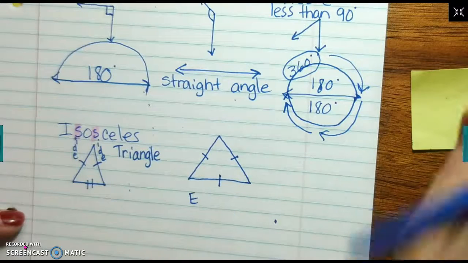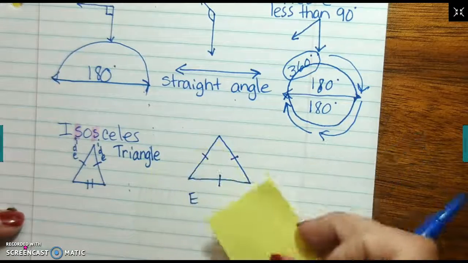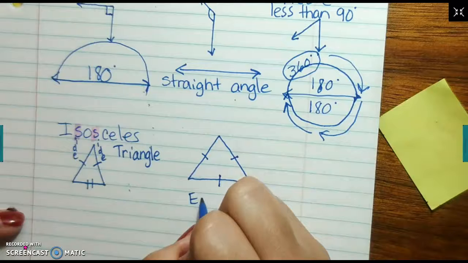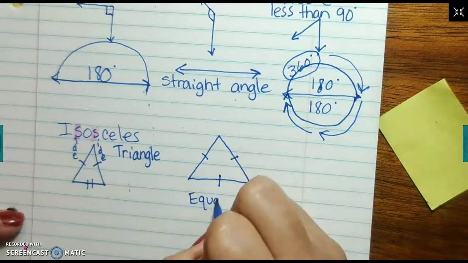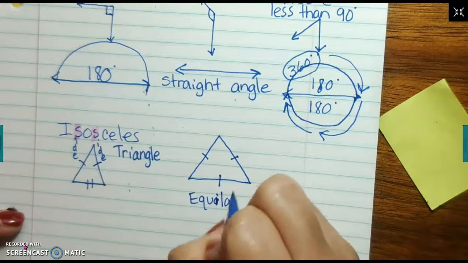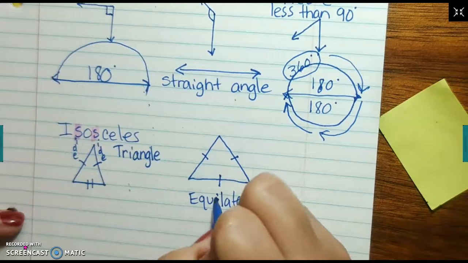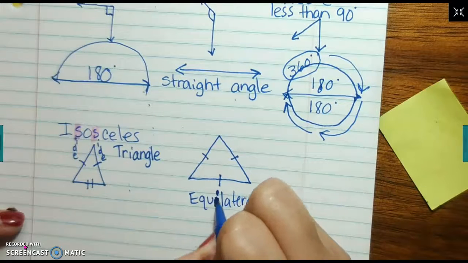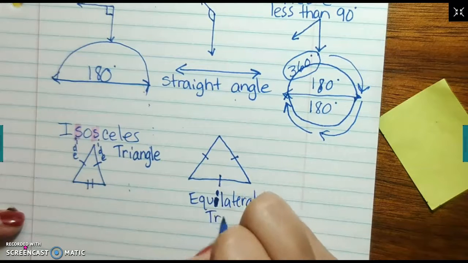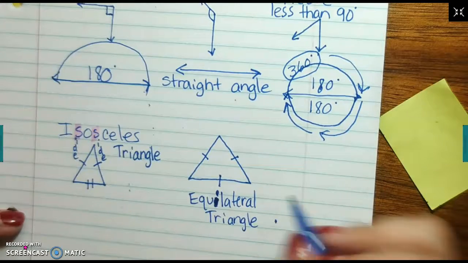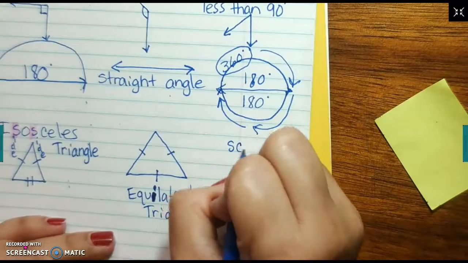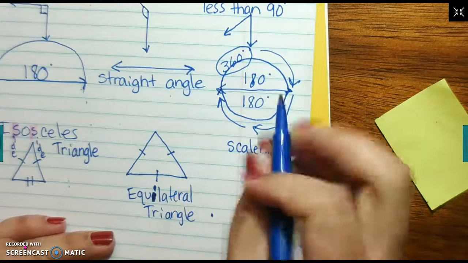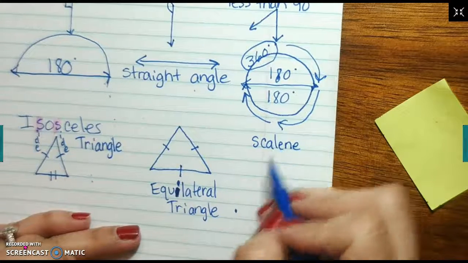And if you go measure to make sure, you would say, well, this is an equilateral. Sorry, I misspelled it. This is an equilateral triangle. Okay, and the last one is a scalene. A scalene will have no sides that are the same.